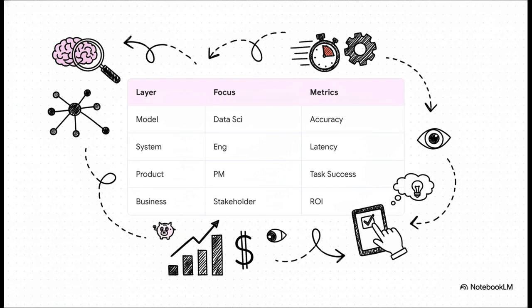And of course, your stakeholders are tapping their watches, looking at business metrics, demanding proof that this multi-million-dollar AI investment actually drove ROI or massive cost savings. I'll tell you right now, optimizing just one of these layers while completely ignoring the others is a guaranteed way to break your product.